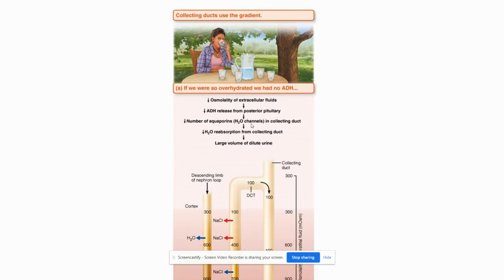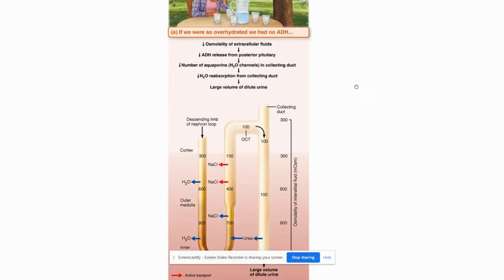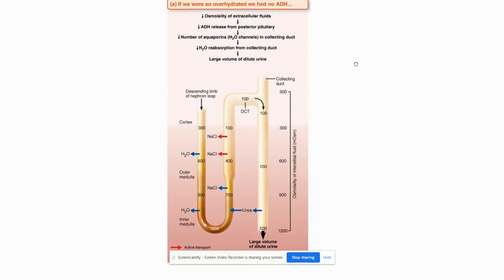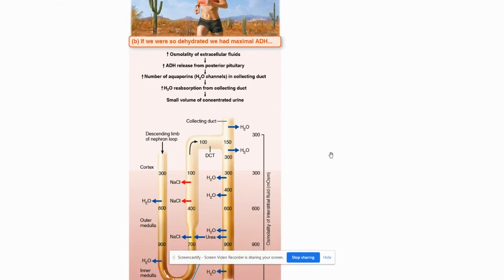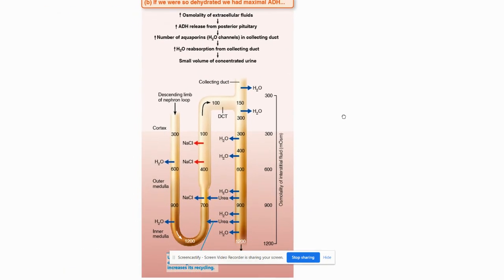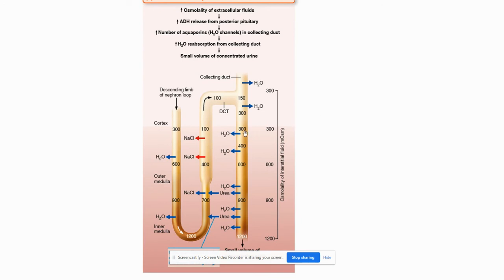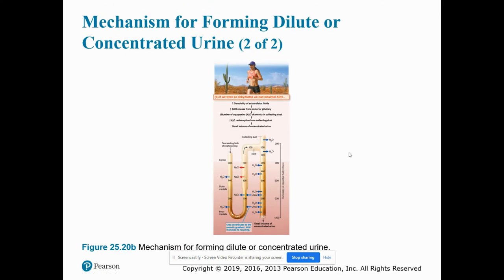So what we have here is a circumstance where the person is overhydrated. If they're overhydrated, ADH is not going to be released from the posterior pituitary. So aquaporins are not going to be put into the collecting duct, and so water reabsorption is going to go down. And so the person is going to produce a lot of dilute urine. If the individual is dehydrated, then ADH is going to be released from the posterior pituitary. Aquaporins will be put into the collecting ducts. Water will be reabsorbed, and the person will produce a small volume of concentrated urine.